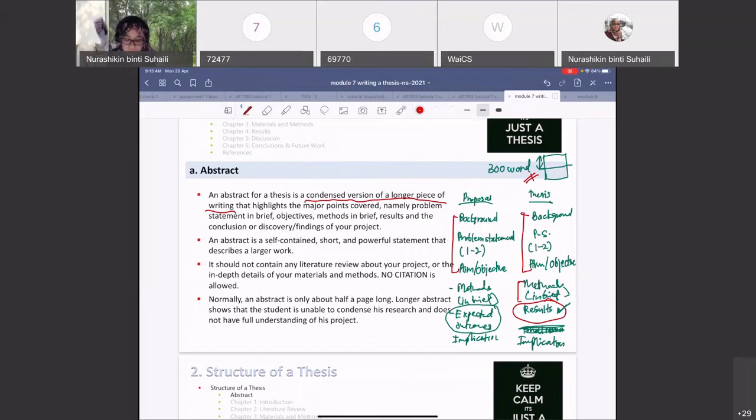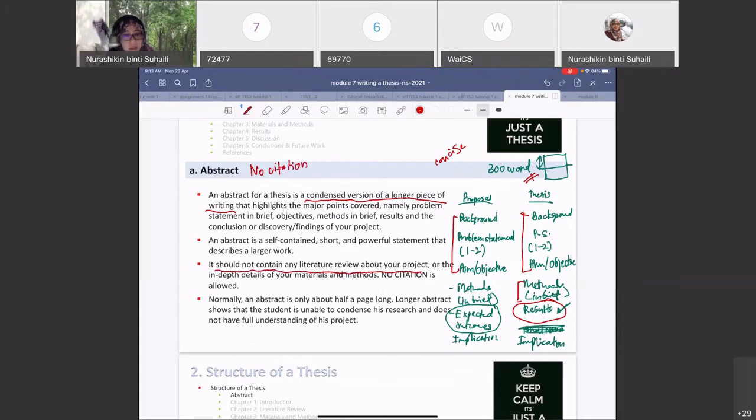So having said that, it should be written carefully and concisely. Concise means it should have everything in a brief manner, but all the points are there. Should not contain any literature review about your project. This is a very important thing because in abstract, there shouldn't be any citation. No citation is allowed in the abstract. So please remember this.